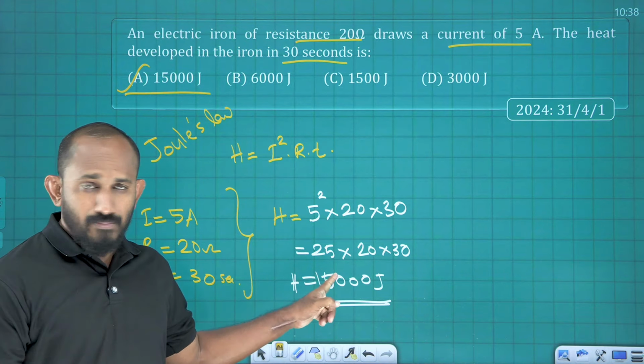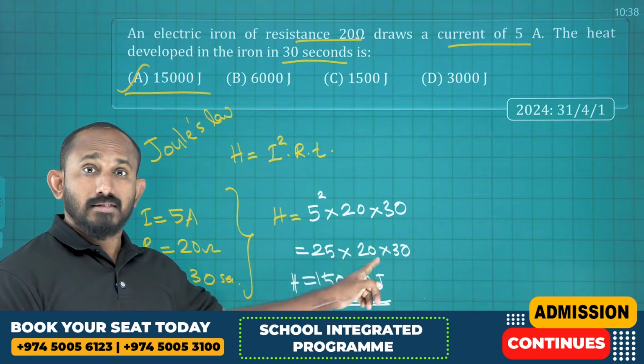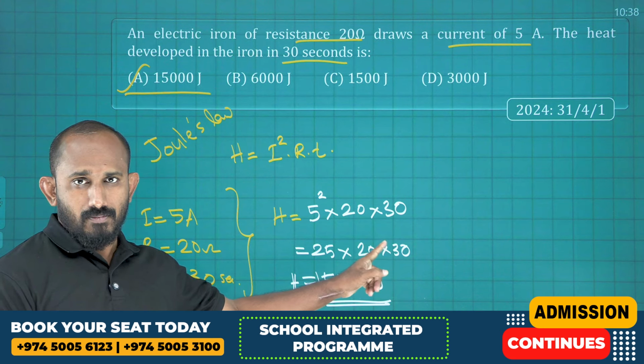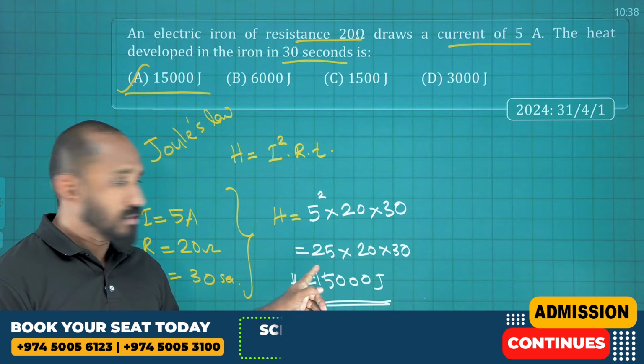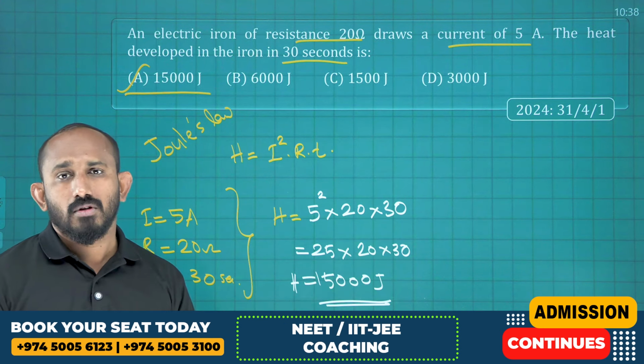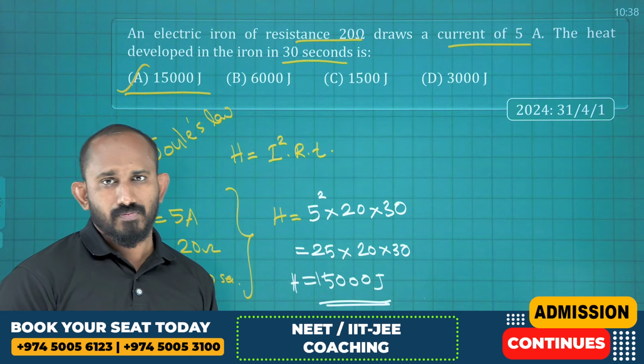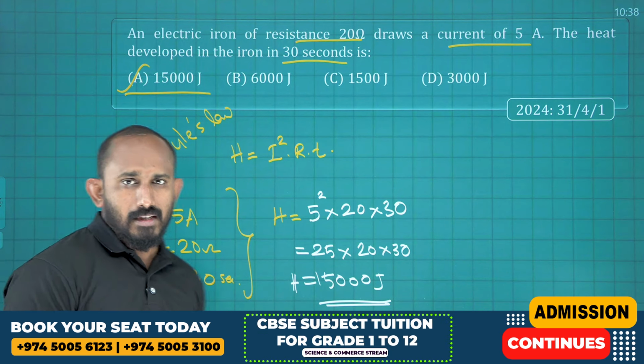5 square is 25. 20 into 30 is 600. Then 600 into 25, so 150 and then 2 zeros. 15,000 joule is the correct answer. Hope you got it. Let's see the next question.